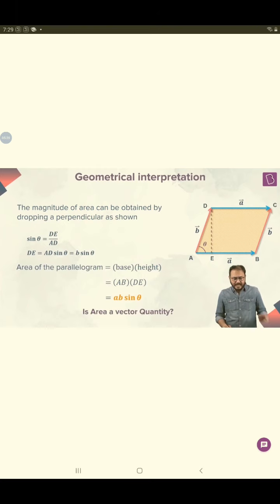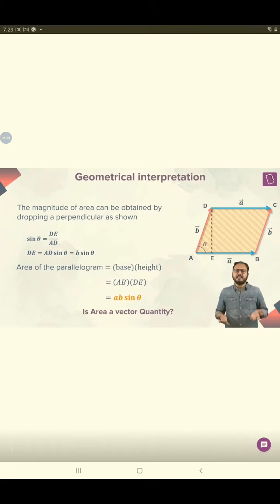Sin theta, DE upon AD, so DE equals AD sin theta equals B sin theta, base times height, blah, blah, blah. No. This cannot be the inspiration. Seems like suddenly I was teaching you cross product and I've gone tangential to teach you area of a parallelogram. How is this the inspiration behind cross product which contains A B sin theta?